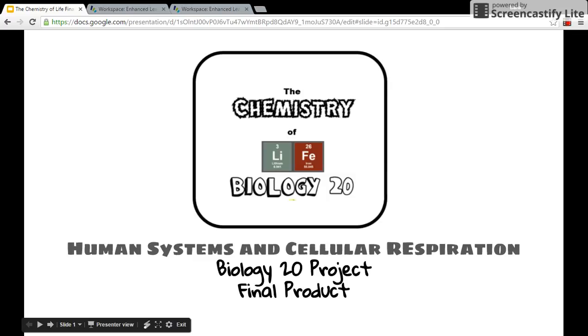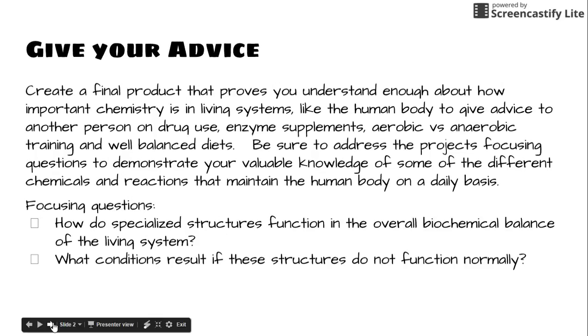You've made it to the end of the Chemistry of Life Biology 20 project, where we've covered outcomes from human systems as well as cellular respiration. I'm going to talk a little bit about the final product because you're probably at that point where you're trying to get it ready. Remember, your final product is all about creating something that proves you understand enough about important chemistry in living systems.